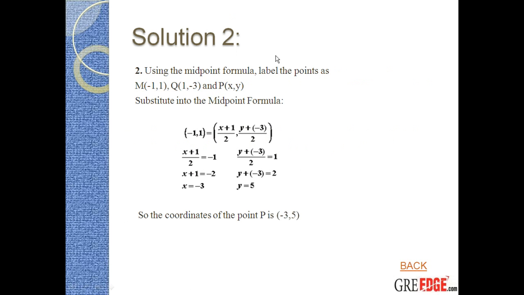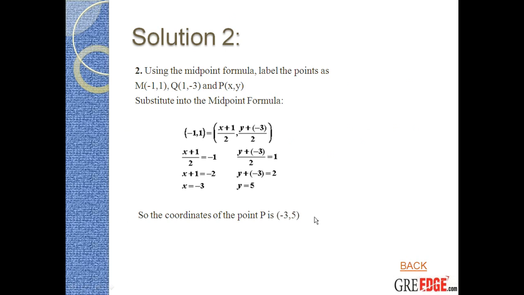So here we are using the midpoint formula. The x coordinate of the midpoint is given by x1 plus x2 by 2, and the y coordinate of the midpoint is given by y1 plus y2 by 2. So here P is taken as x comma y, and we have the other point Q, 1 comma minus 3, so it's substituted in the formula, and the midpoint is minus 1 comma 1.